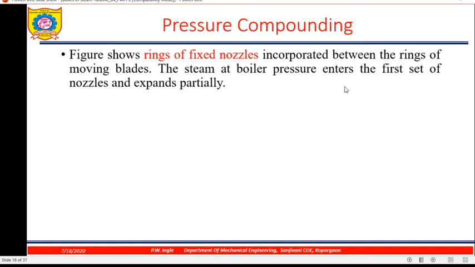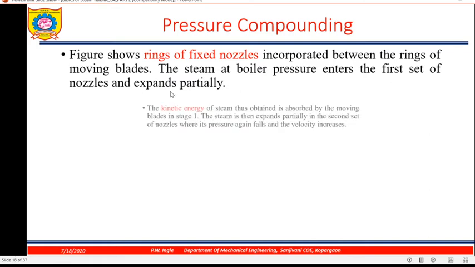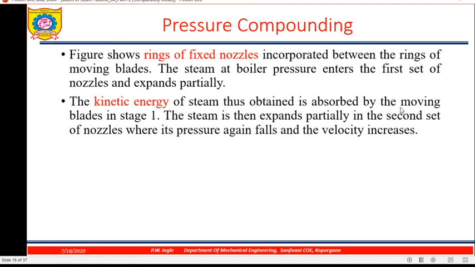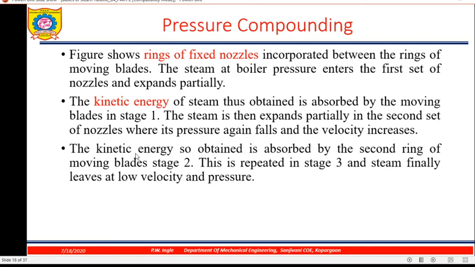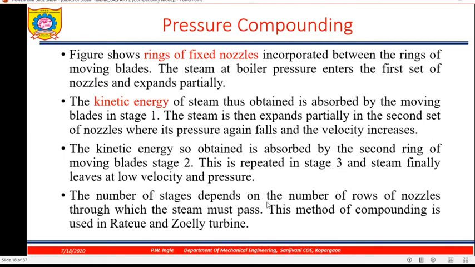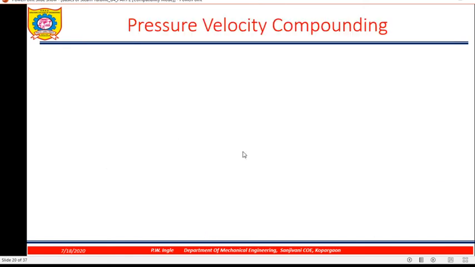Steam at boiler pressure enters the first set of nozzle and expands partially. Then the kinetic energy of steam is absorbed by the moving blade in stage 1. Then steam is expanded partially in the second set of nozzle. Again pressure falls. Then kinetic energy is again absorbed by the second stage. This is repeated in stage 3 as steam finally leaves at low velocity and pressure. So the number of stages depends on the number of rows of nozzles through which steam must pass. This method of compounding is known as Rateau turbine or Zoelly turbine.